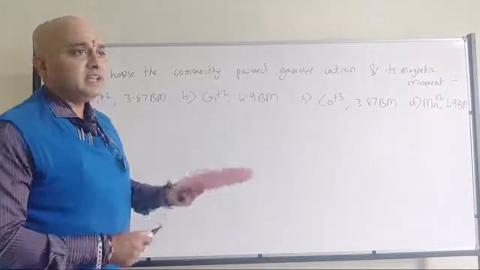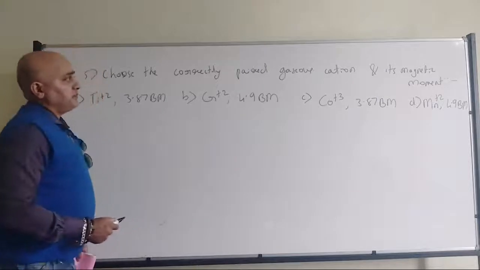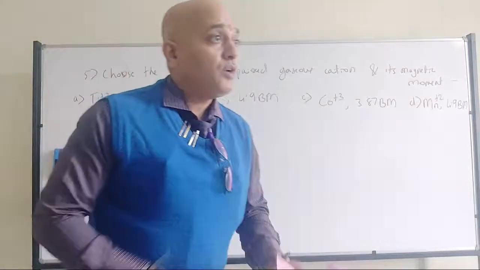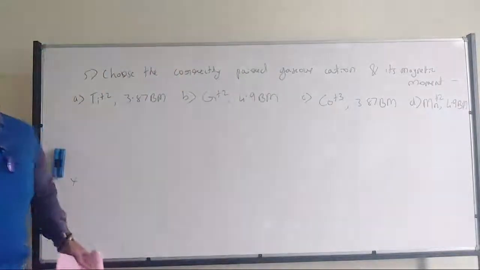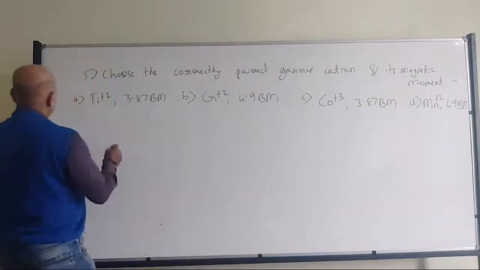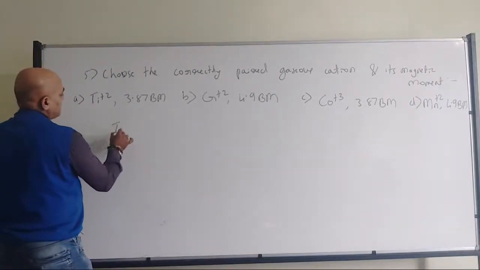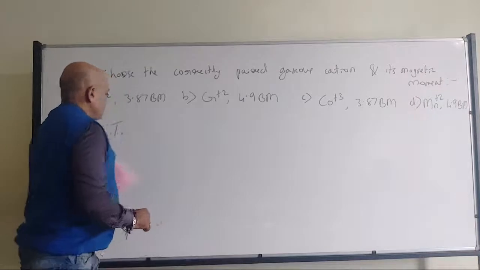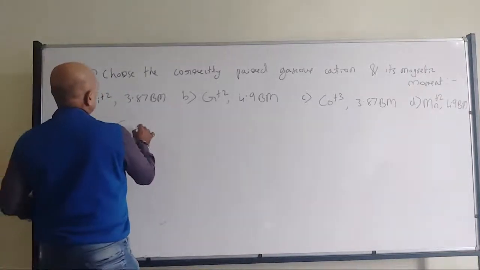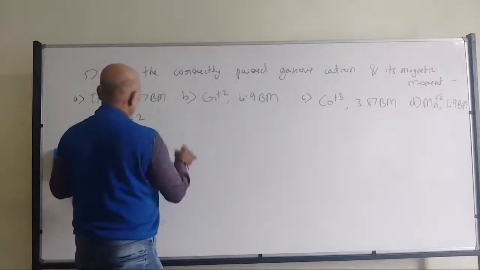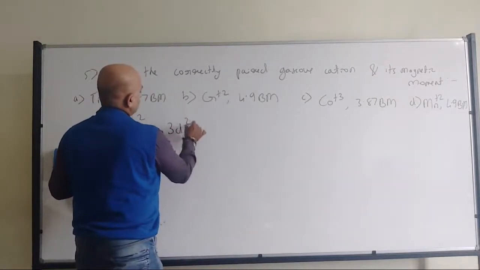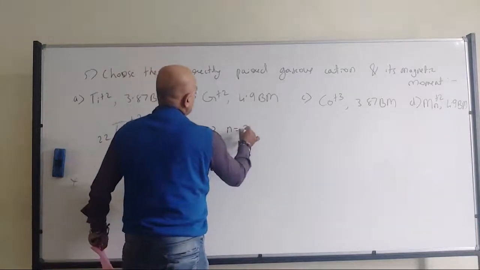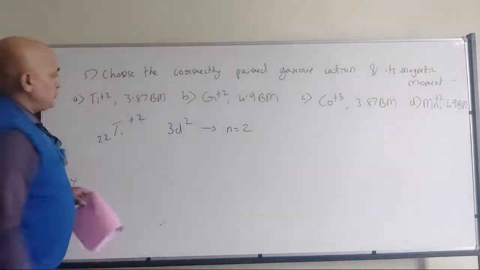Once again, you have to find the electronic configuration. See, they have not given the atomic number. That's why I told you to practice minimum up to atomic number 40. Now titanium, which is next to scandium, will have 22. So naturally titanium plus 2 should have 3d2. That was 3d1 in scandium. That means n is equal to 2.